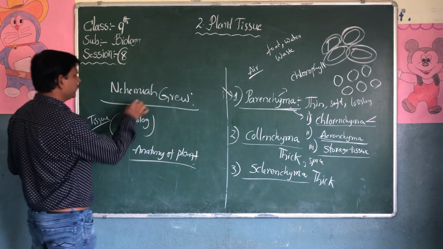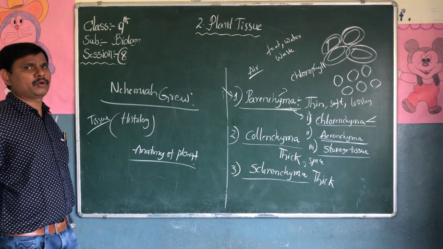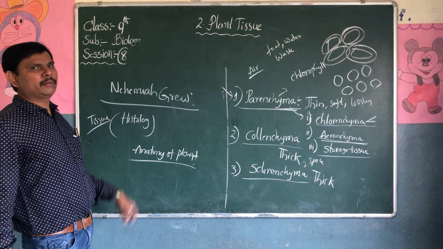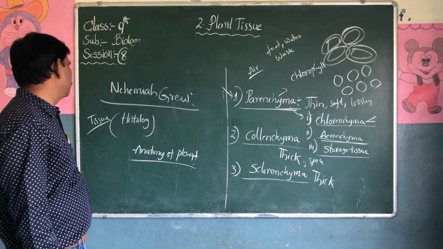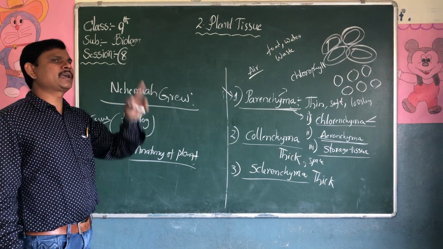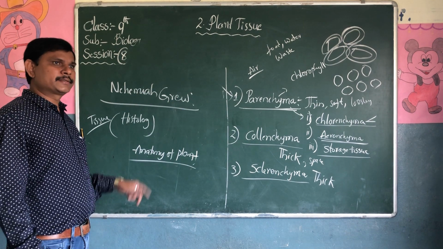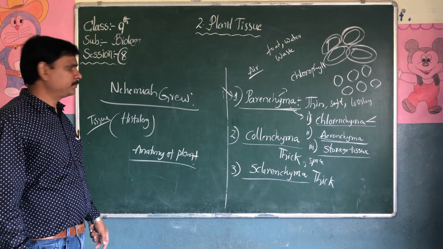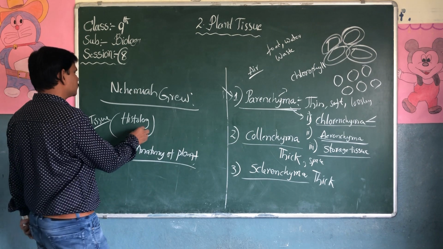The book was introduced by Nehemiah Grew. It talks about plants. The Anatomy of Plants book was written by Nehemiah Grew. So the word parenchyma was given by Nehemiah Grew. The study of tissue is called histology.